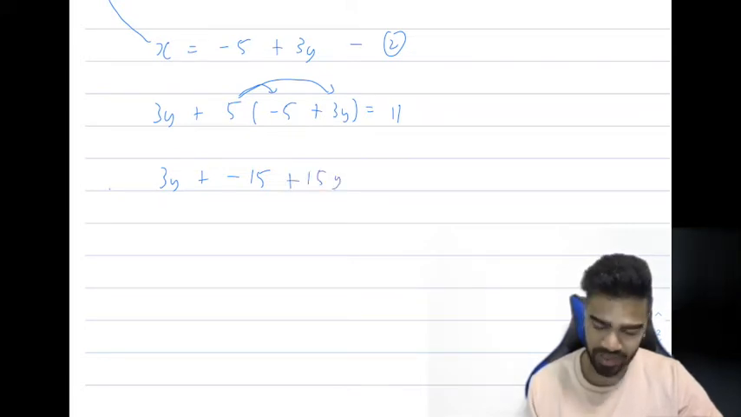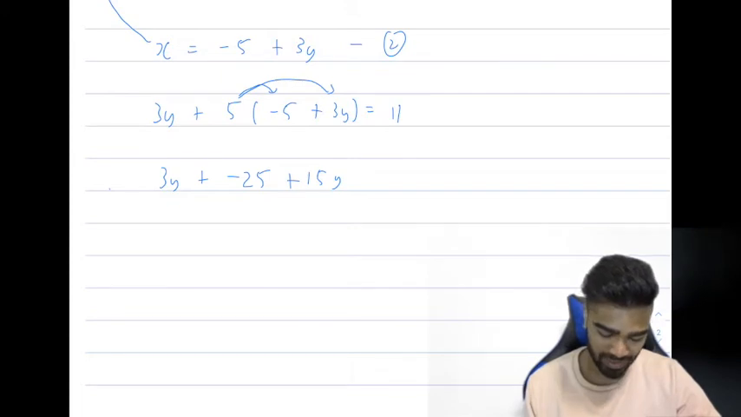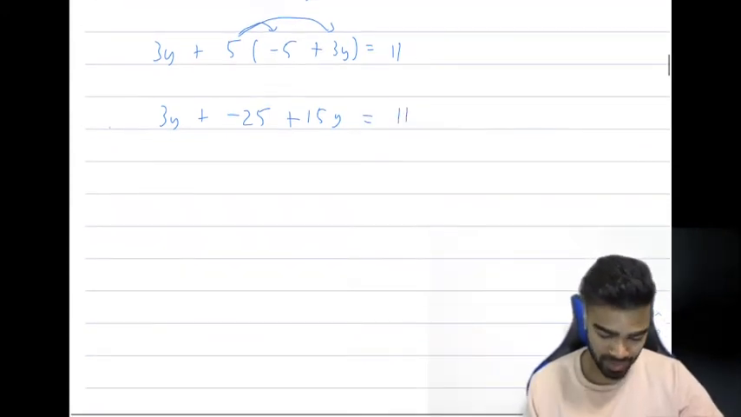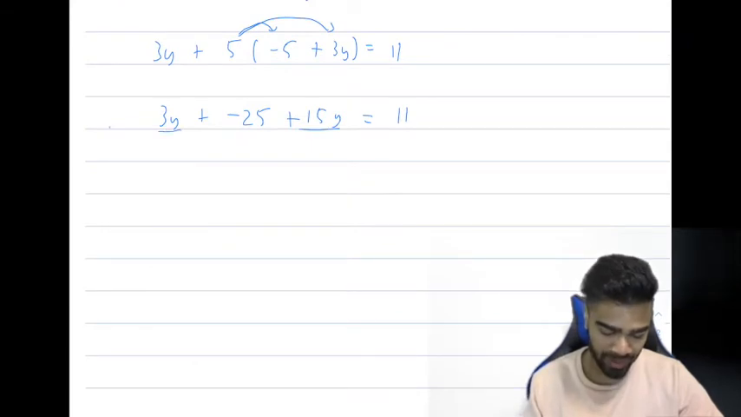Oh, 5 times, I cannot multiply today to save my life. 5 times negative 5 is negative 25. Okay, sorry about that. So then 5 times 3y is 15y is equal to 11. Okay, so pretty much collect your like terms. So 15y plus 3y are the like terms. 15y plus 3y is turned into 18y.